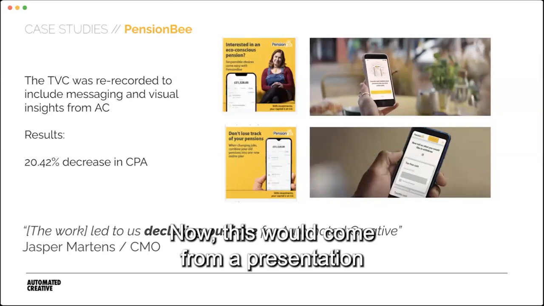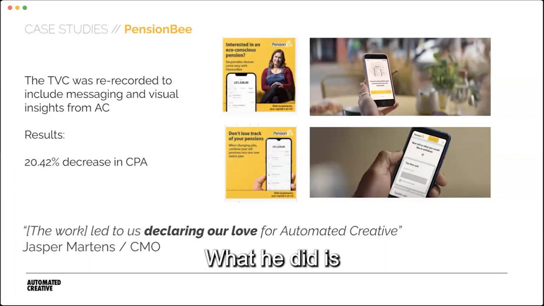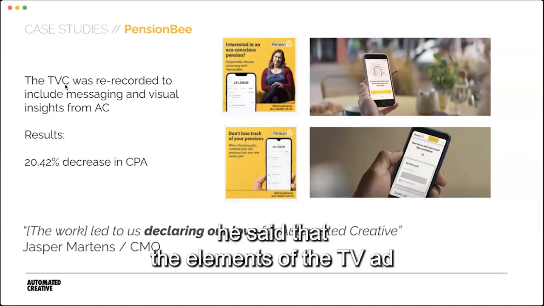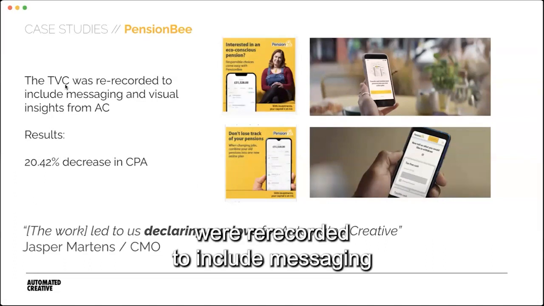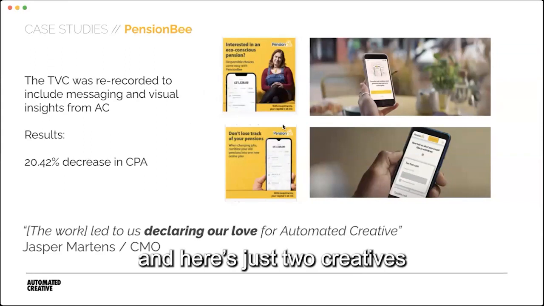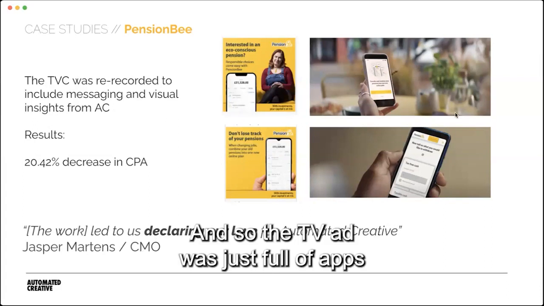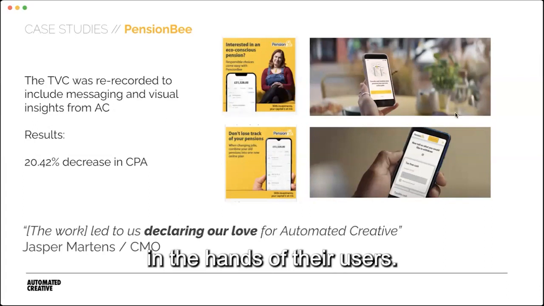Now, this would come from a presentation that a CMO did on stage a while ago, where what he did is he said that the elements of the TV ad were re-recorded to include messaging and visual insights from Automated Creative. And here's just two creatives that represent a theme of having the app in the hand. And so the TV ad was just full of apps in the hands of their users.